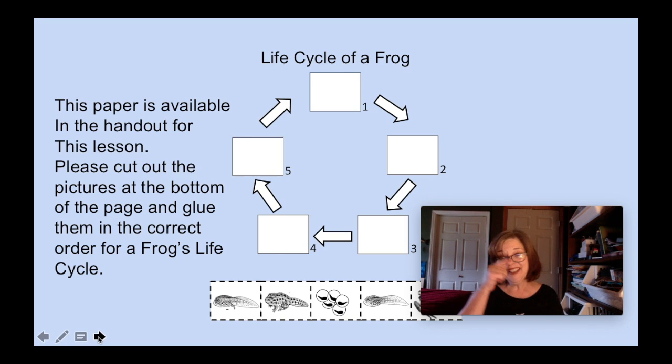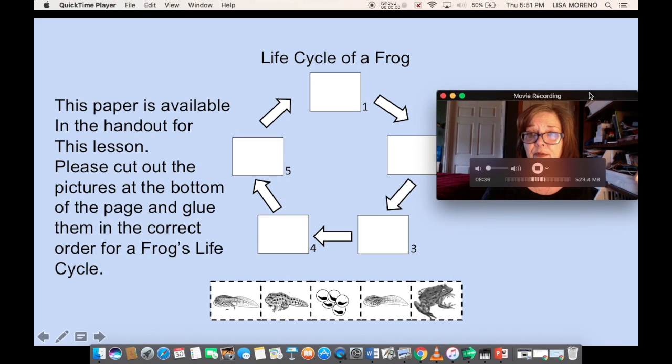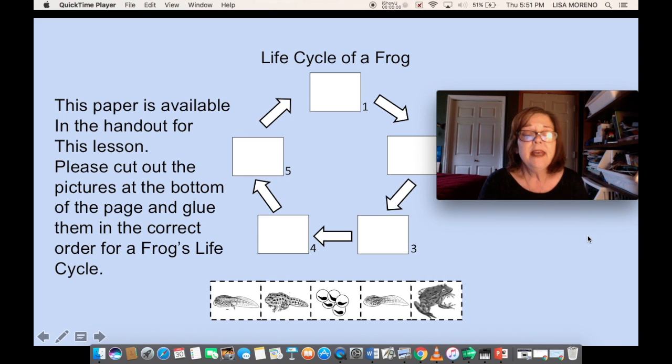Okay, and this is your activity that I would like for you to do. This paper is available in the packet for week 6. And what you do is you cut out the pictures on the bottom of the page, and you glue them in the correct order for a frog's life cycle. And you can go back through the video and review the life cycle. And you can see here, this is the first part of the life cycle.